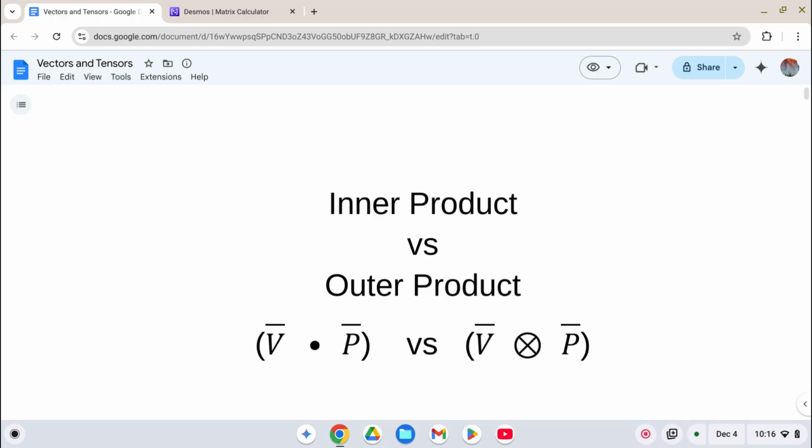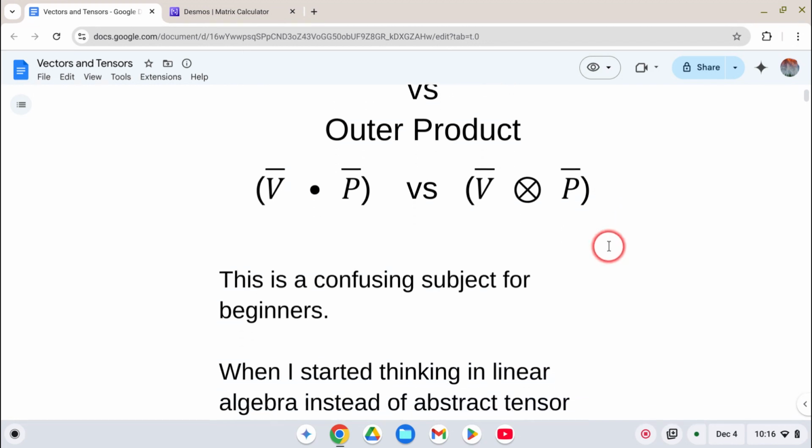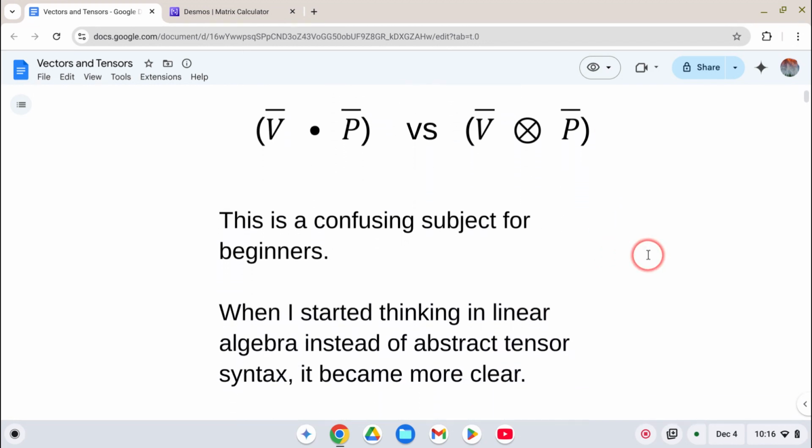I thought I understood this outer product, but it turns out I didn't. I was getting lost in the tensorial abstract syntax, IJKs all over the place. I think this is a little confusing for beginners because you see a lot of the inner products, but you don't see very much of this, and it's a little bit confusing. So I started thinking back in time. When I started thinking in linear algebra instead of abstract tensor syntax, it just popped right into my little pointy head. So that's what I want to talk about.